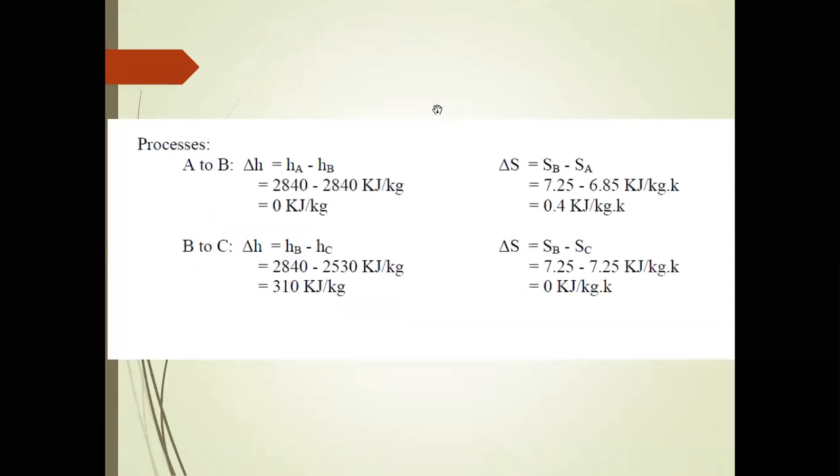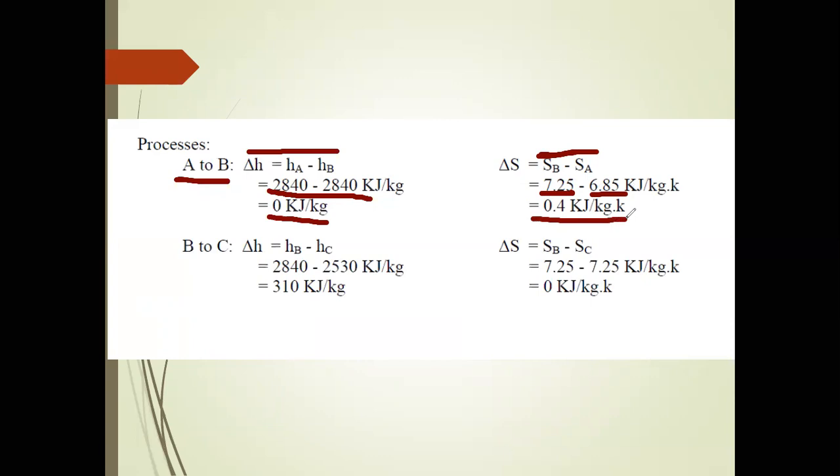You see that for the A to B process, the enthalpy change from A point to B point, we put the values of enthalpy at A and B, and we see that there is no change, because from A to B it was a constant enthalpy process. So that's why there is no enthalpy change. The enthalpy change is 0. But for entropy change, from A to B, the bigger one is 7.25 and the smaller one is 6.85. So that means 0.4 kilojoule per kg. This is the entropy change.